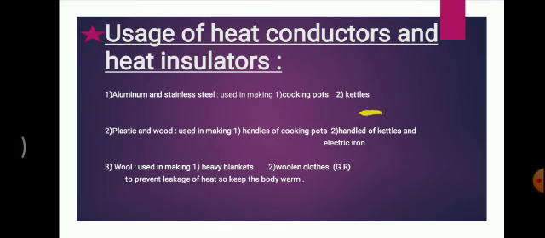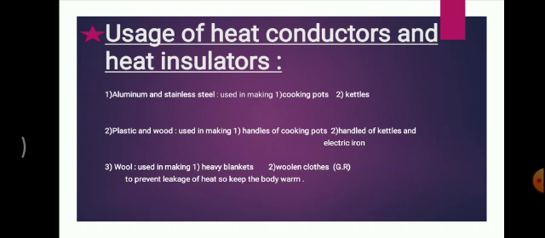If I ask you, give reason: aluminum and steel are used in making cooking pots and kettles, not plastic or wood. Why? Because aluminum and steel are good conductors of heat, so they allow heat to flow through.